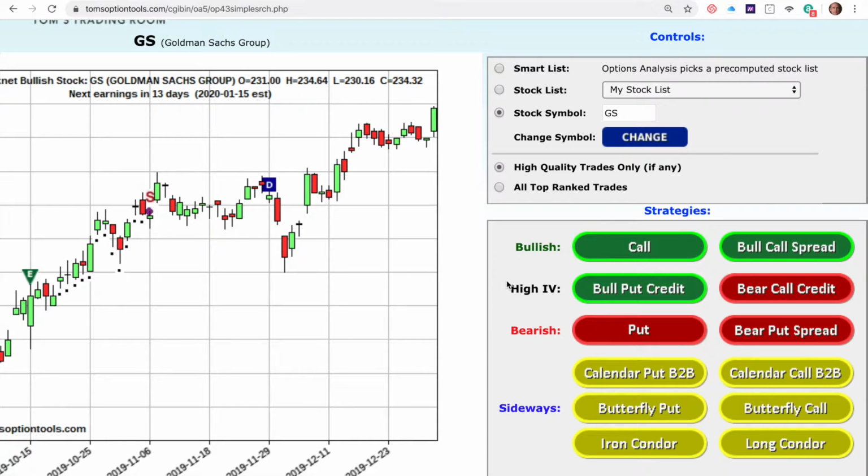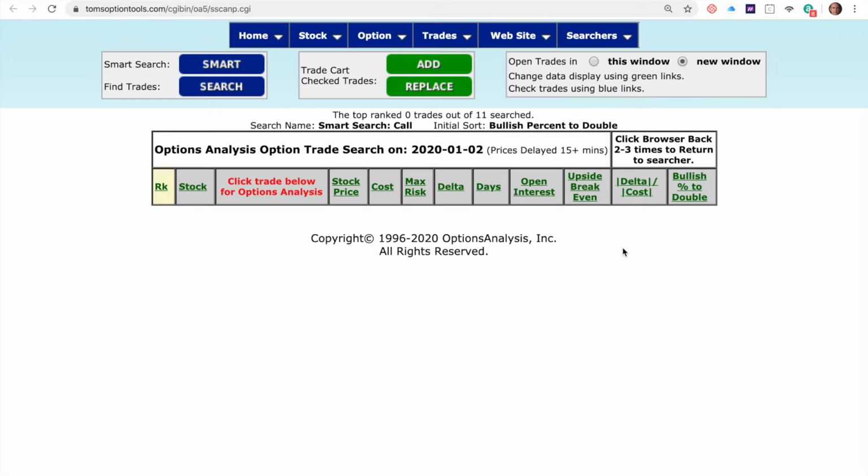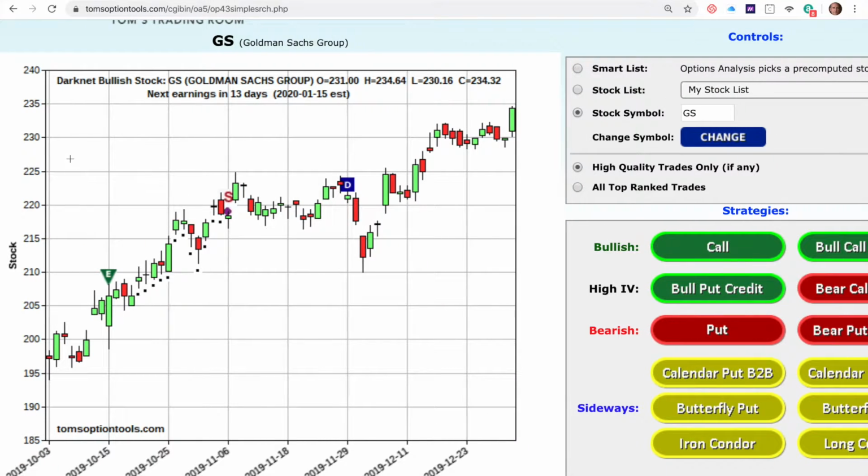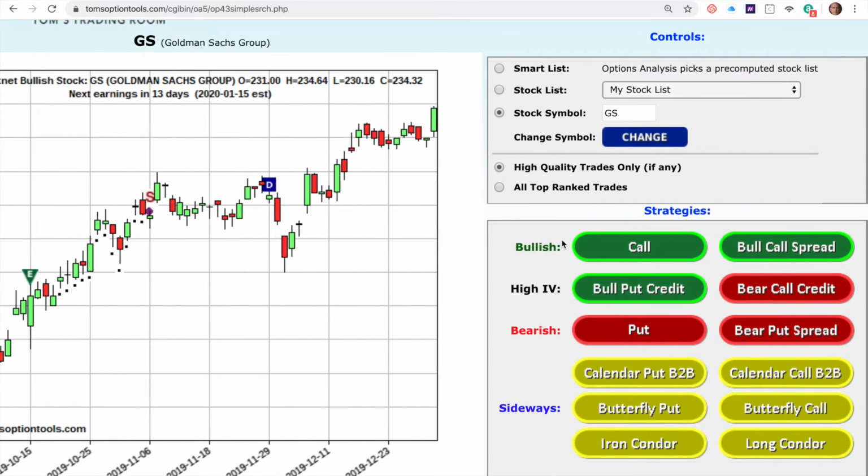We'll try both. First off, before I click one of these buttons on Goldman Sachs, I want to make sure that I've selected high quality trades only. I'm going to click the call button, and let's see if it comes back with any particular trades. Notice that it didn't. And the reason that it didn't is because of the price of the stock. The stock's at over $230, so the options are a little too expensive. So we can use a bull call spread to reduce the cost of entry.